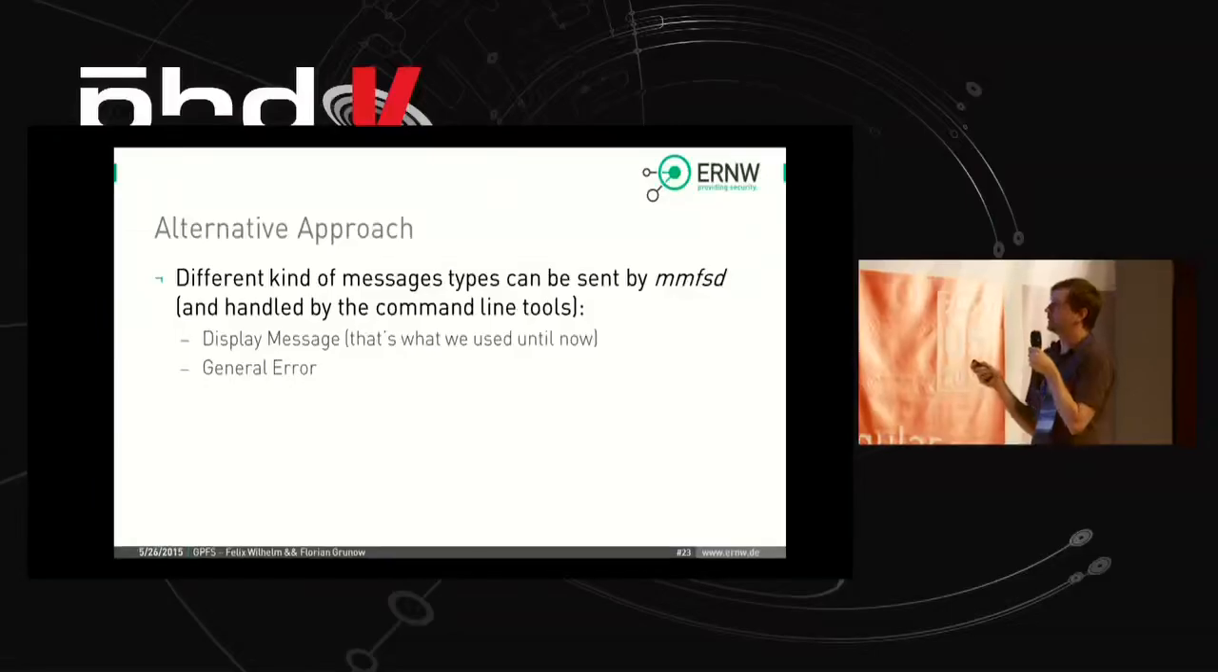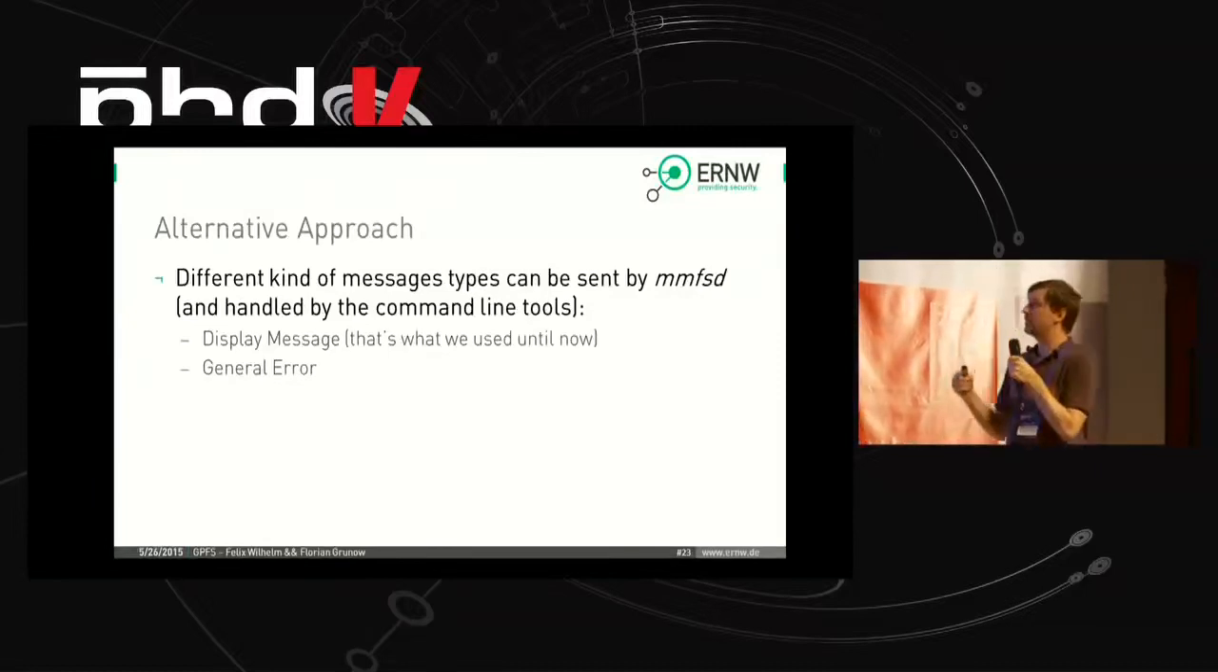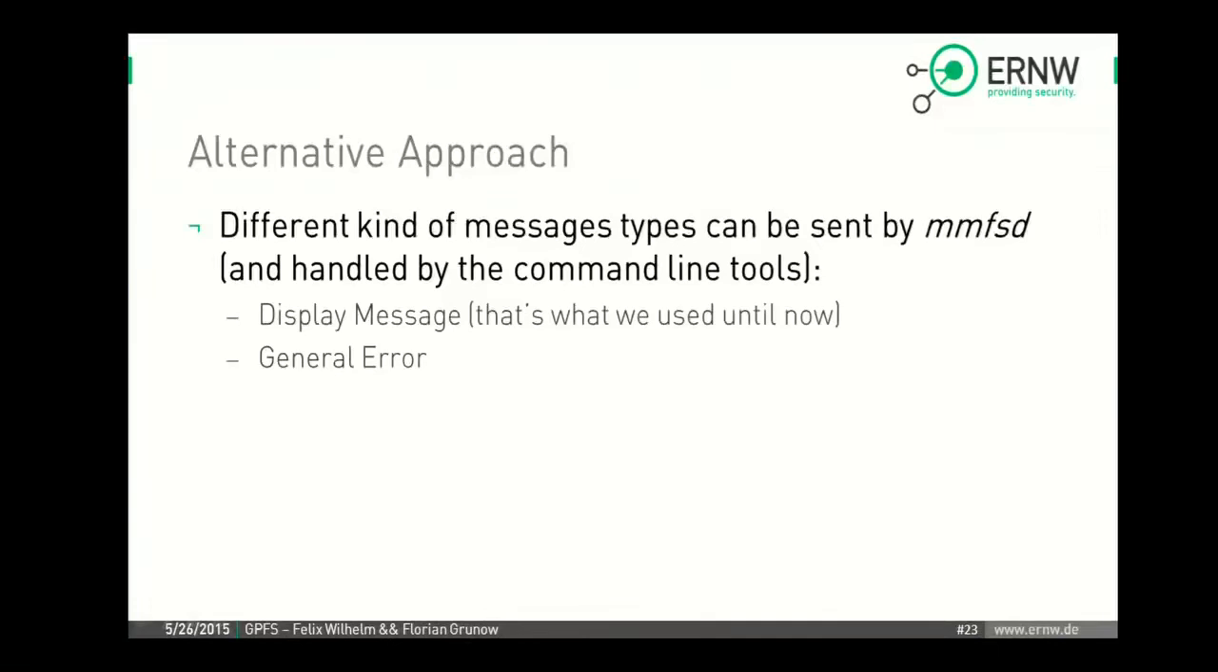But then we came up with an alternative approach. By reversing the binary a little bit more, we found out that the communication between MMFSD and TS status is basically using different kinds of message types. The first message type that we were using was display message. It just does what it says, it displays the message. Then you have general error. We didn't even take a look at this one. I have no idea what it does actually. It works a little bit the same as display message, but we didn't look at this.